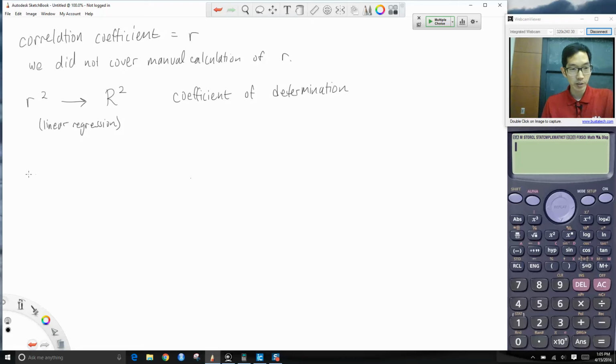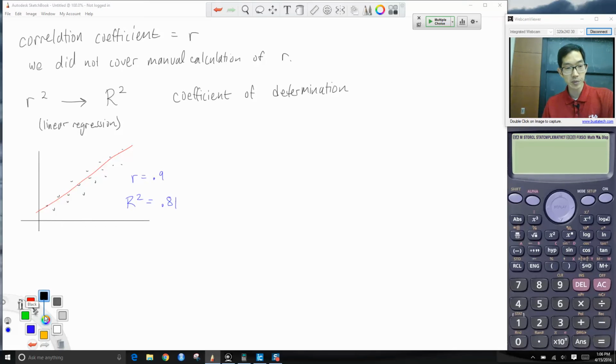So let's say we have something that looks like this, and then we fit some kind of fit line here, something like this. And then we say R is equal to 0.9. Well, then our R squared will be 0.81.